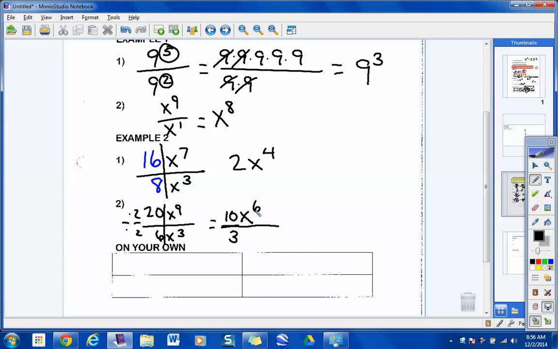If there were more x's on the bottom than there were on the top, where would the x go? On the bottom. Okay, that's not going to happen in this section. That's going to be something we explore next section in terms of how do we deal with that. But let's have you try a couple here, see what you can do with these.